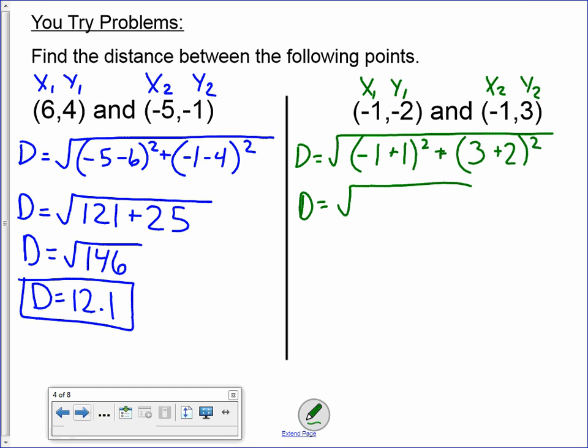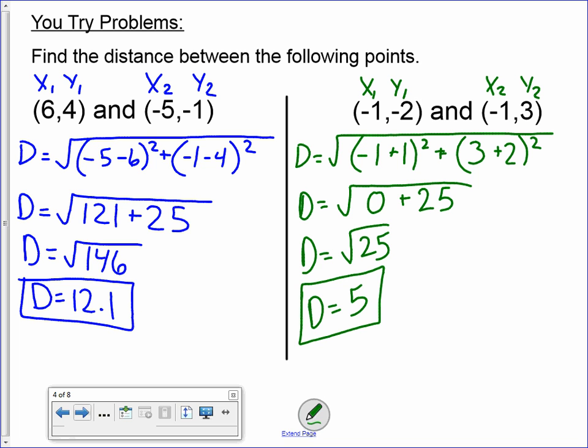-1 plus 1 is 0, and 0 squared is 0. 3 plus 2 is 5, and 5 squared is 25. And 0 plus 25 is 25. And the last thing I'm going to do is take the square root of 25, which comes out to a nice whole number, which is 5. Your distance here should have been 5.